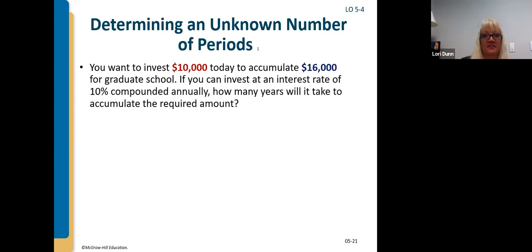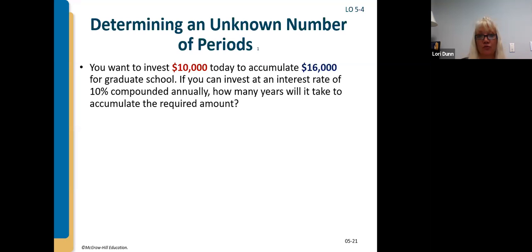What if you want to invest $10,000 today and you needed to accumulate to $16,000 in the future for grad school? You can put the money away in an investment that will earn 10% compounded annually. How many years will it take? So you have 3 of the factors: present value, future value, and the interest rate. You're trying to figure out how many compounding periods it will take to accumulate to that.